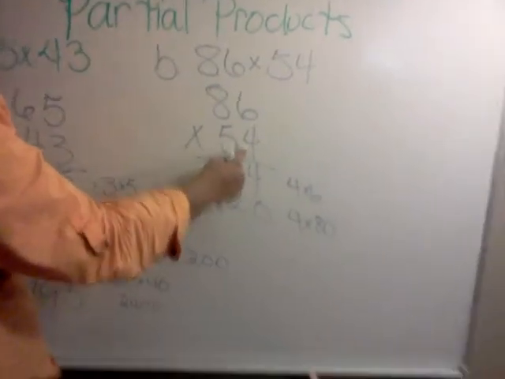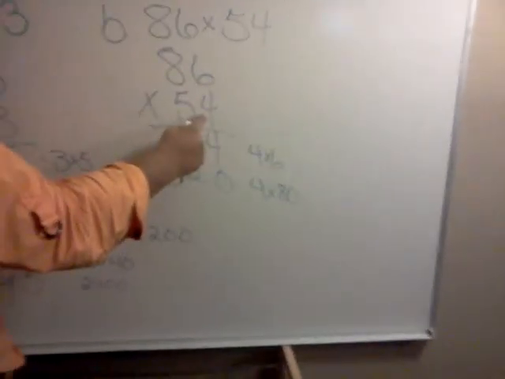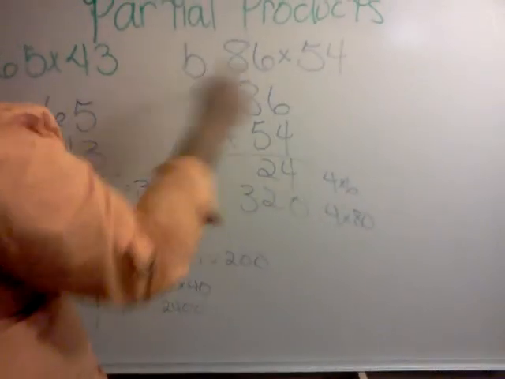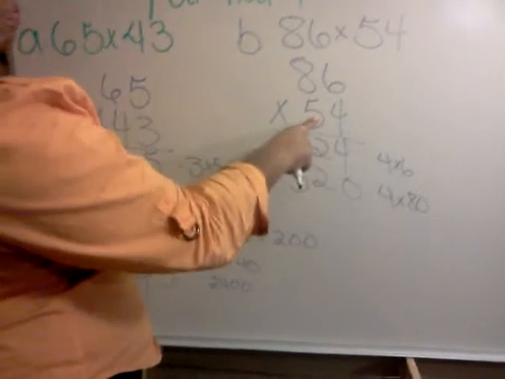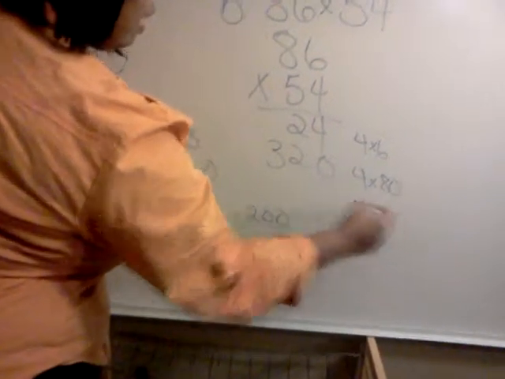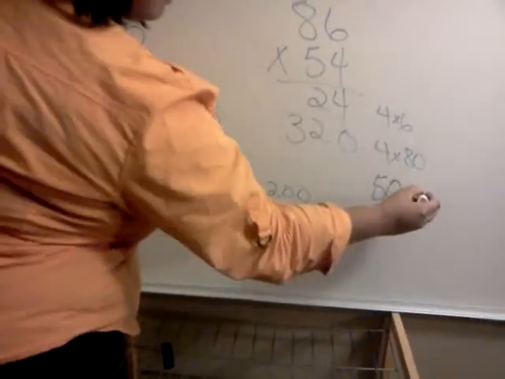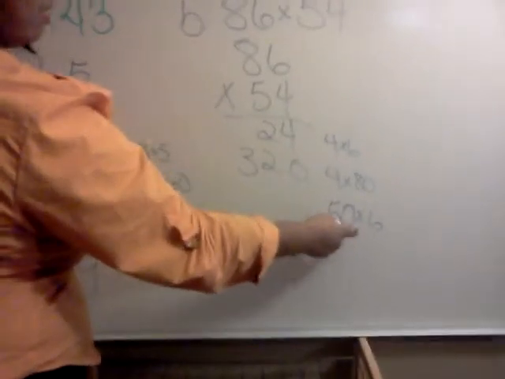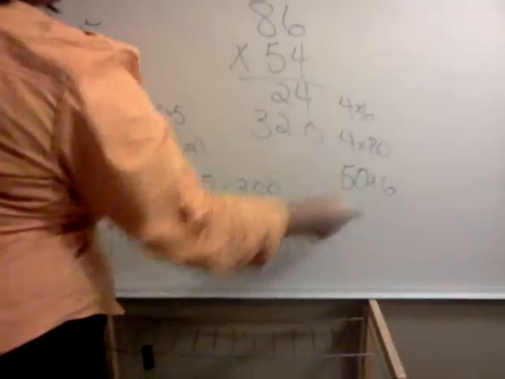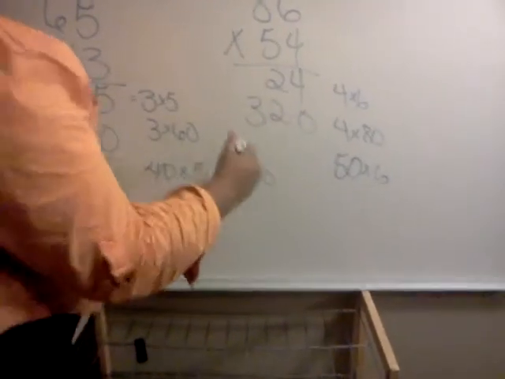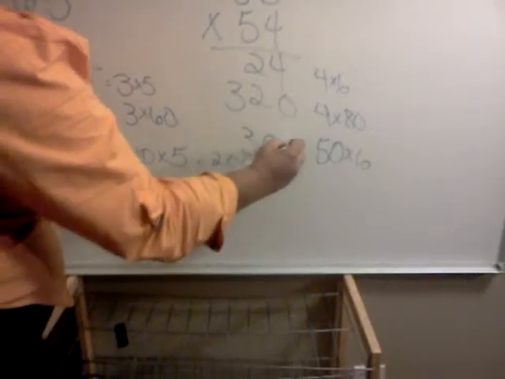We multiplied the 1s times the 1s. We multiplied the 1s times the 10s. Now we're going to multiply 10s times the 1. So this is in the tens place. This means 5 tens, so that's 50 times 6. 6 is in the ones place. Okay, so we multiply the first digit and add the 0 at the end. So 5 times 6 is 30. Put a 0 at the end. That's 300. So this product here is 300.